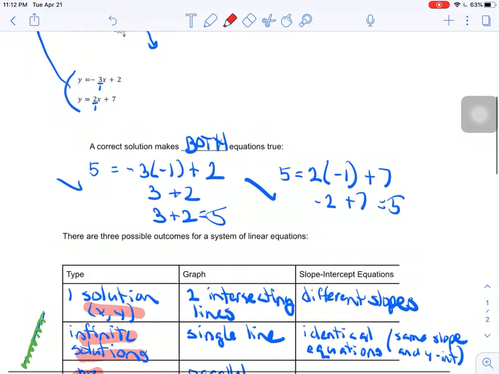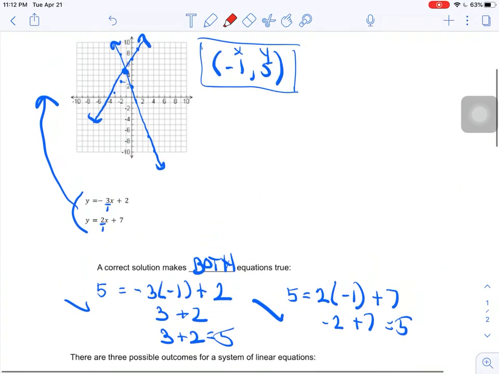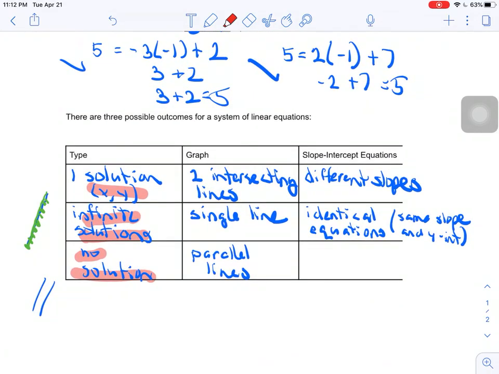So you could have one solution, in which case you would name it and say what the coordinate is, kind of like we did up here, negative 1, 5. You could have lines that are right on top of each other. They're the same line, in which case your answer would be infinite solutions, or you could have parallel lines and your answer would be no solutions.